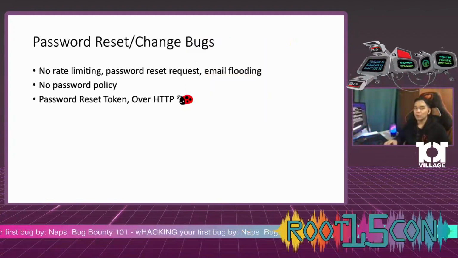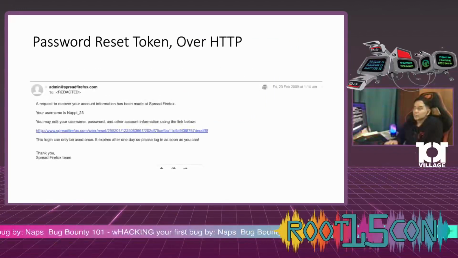Okay, let's move on to our next bug, and that is password reset token over HTTP. This is an example of a password reset over HTTP. What you need to do is check the URL of the password reset. This one is using HTTP, and again, that's an issue. You could report it.